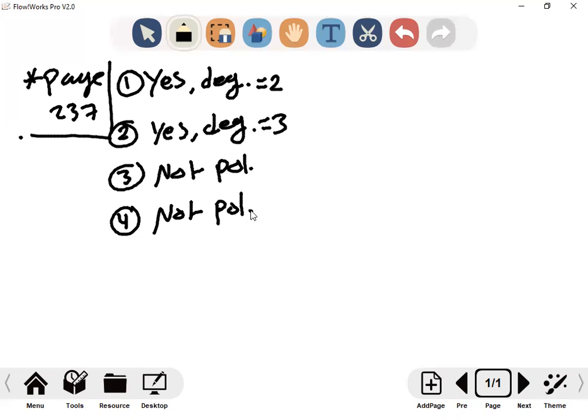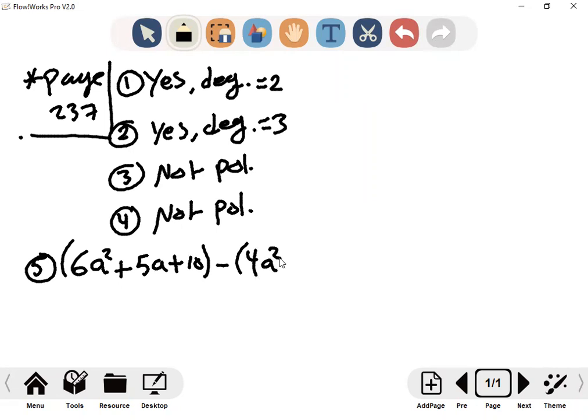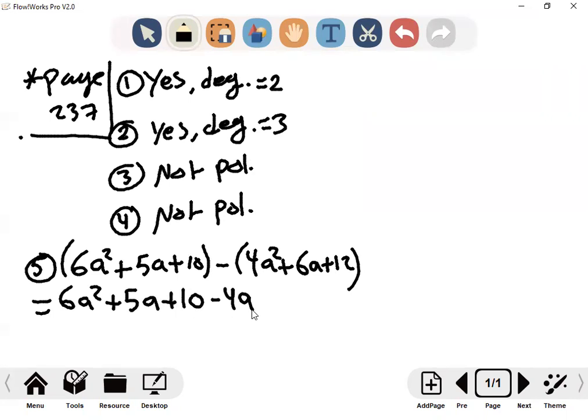Now, question from 5 to 12, adding and or subtracting. Let's start with question 5. 6a power 2 plus 5a plus 10 minus 4a power 2 plus 6a plus 12. Yesterday we said if you have subtraction, you need to distribute the negative sign. So first step, distribute: 6a power 2 plus 5a plus 10 minus 4a power 2 minus 6a minus 12.